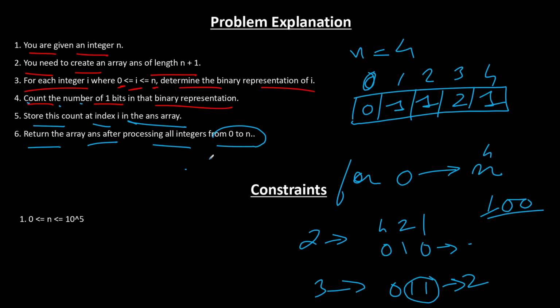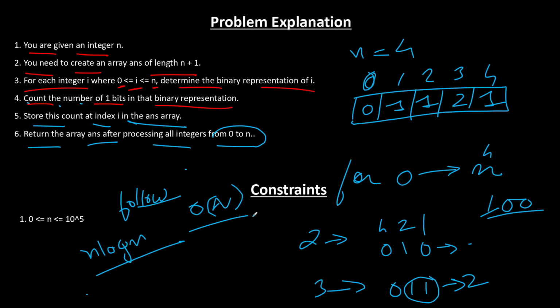Now the question also says that n log n is the expected time complexity which can be taken by anyone, but the expected follow up, which is the main one, is O of n time complexity in which we have to solve this particular problem. So we will look at both of the solutions and how we're going to do it. Now the constraints are that n starts from 0 and goes till 10 to the power 5. I hope you understood the problem explanation. Now let's move to the next slide.